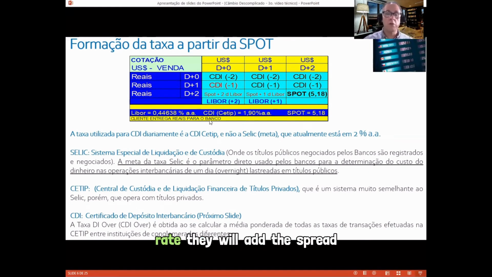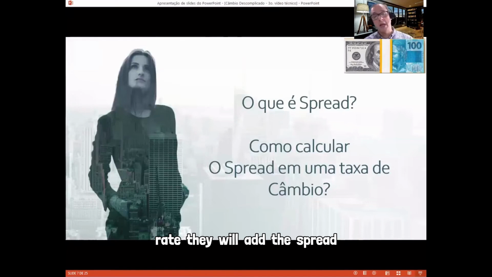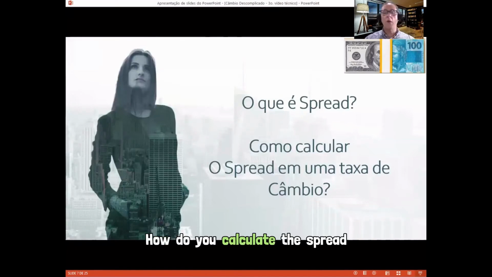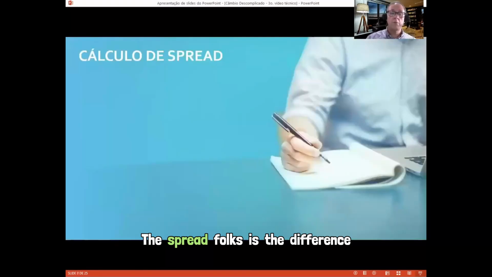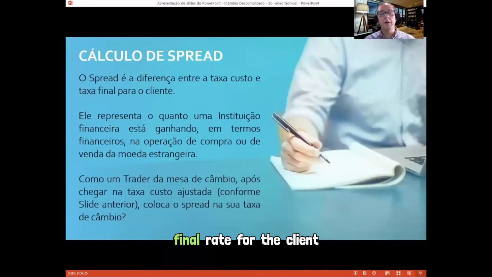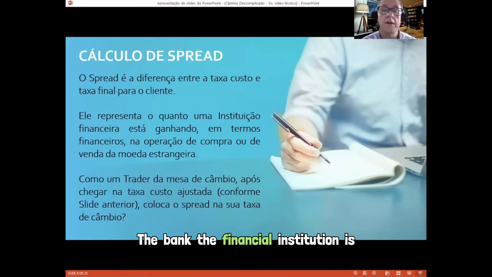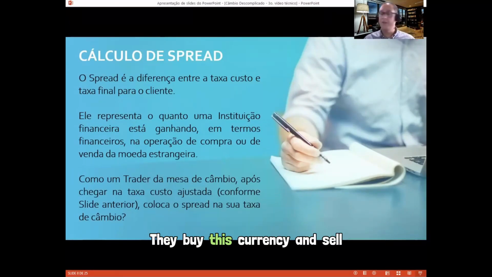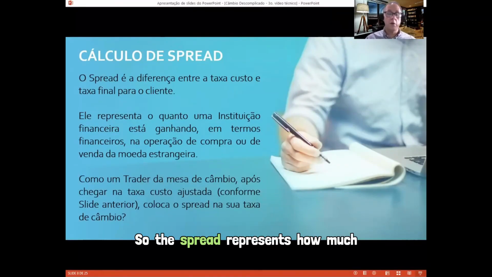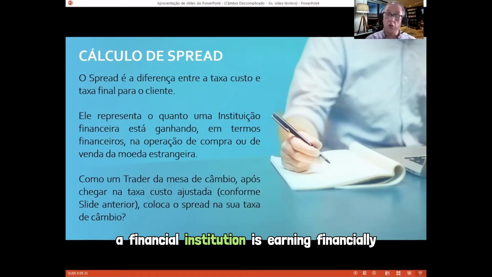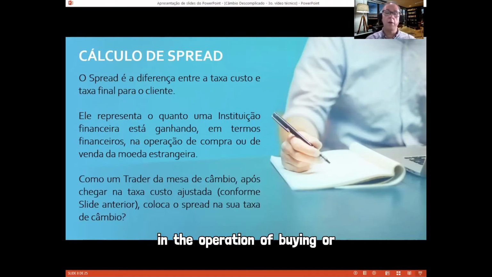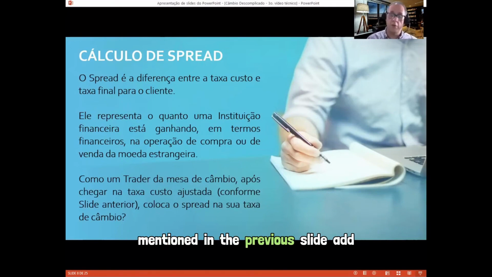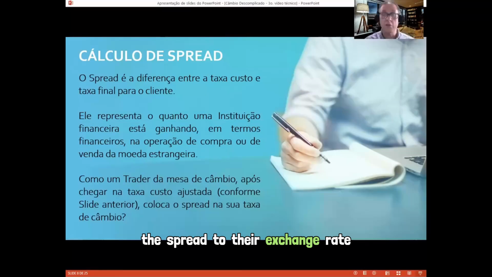Once the trader has the cost rate, they will add the spread. What is the spread? How do you calculate the spread in an exchange rate? The spread, folks, is the difference between the cost rate and the final rate for the client. The bank, the financial institution, is not a charity. Their profit comes from the fact that they buy this currency and sell it to you. So the spread represents how much a financial institution is earning in the operation of buying or selling foreign currencies. How does a trader at the foreign exchange desk, after arriving at the adjusted cost rate, as I mentioned in the previous slide, add the spread to their exchange rate?